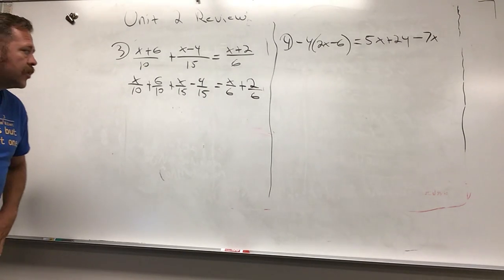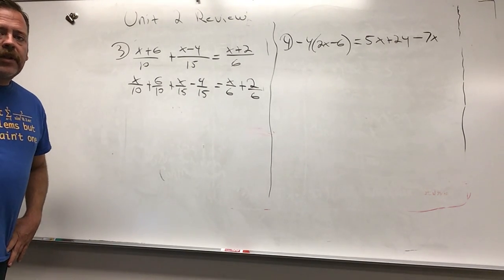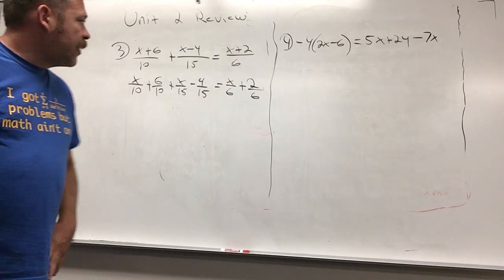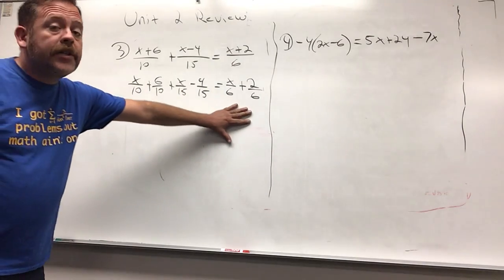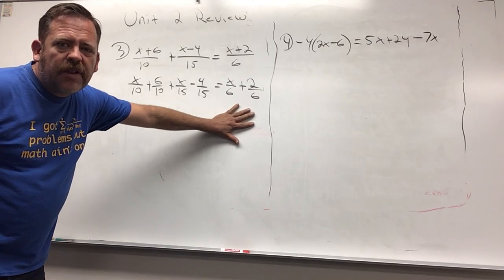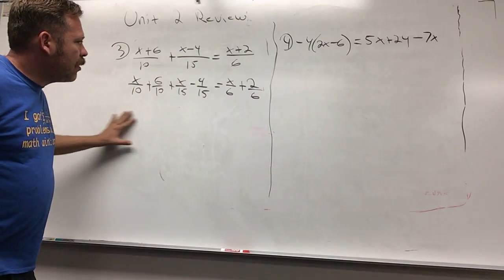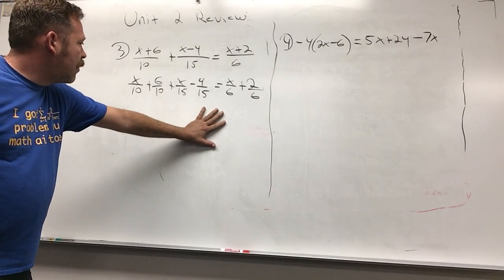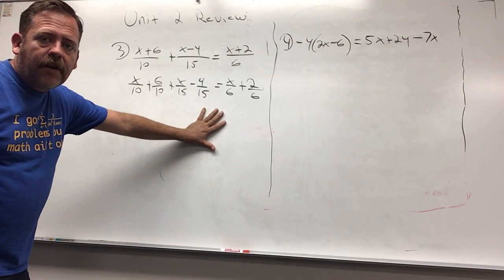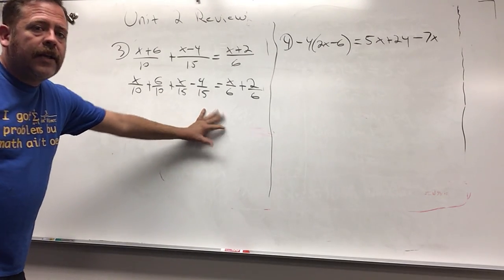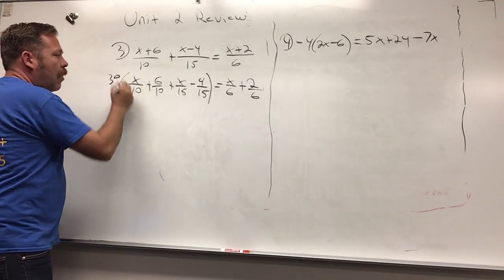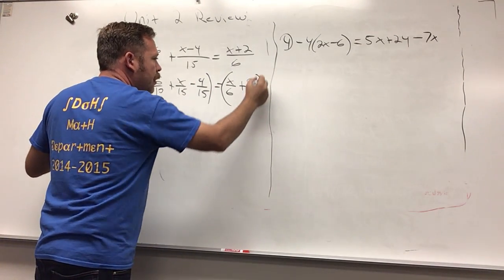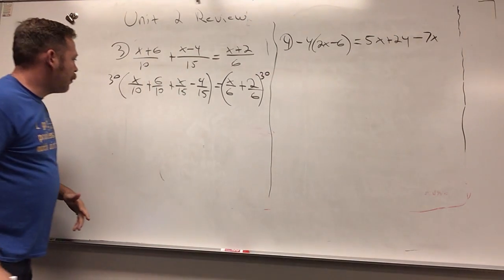Wow, so many fractions, right? But let's get rid of them all. Let's find the smallest number that 10, 15, and 6 go into. It would be 30, right? 30 would be the lowest common denominator. So I'm going to multiply everything on both sides by 30, and that will eliminate all the fractions. And we'll have a nice clean problem.